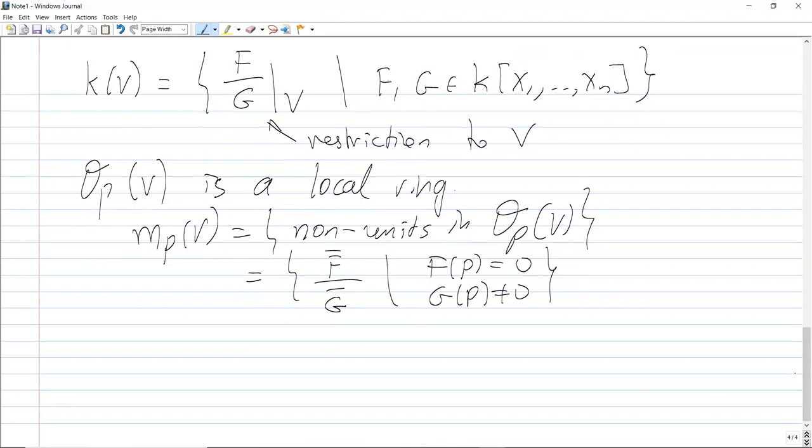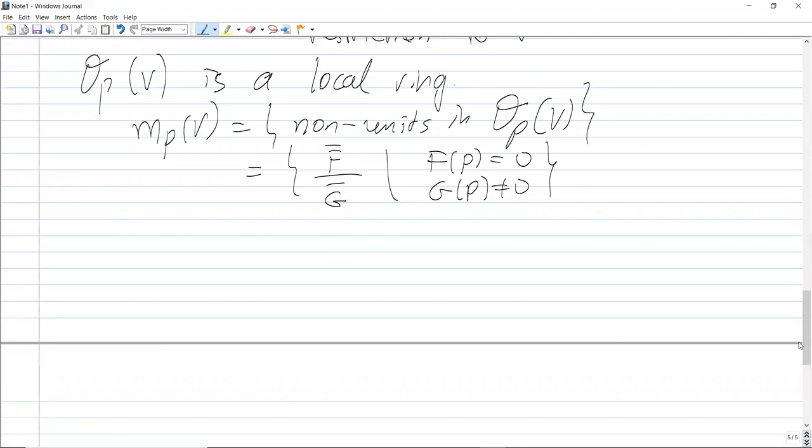Now, let's also remember what is a discrete valuation ring?